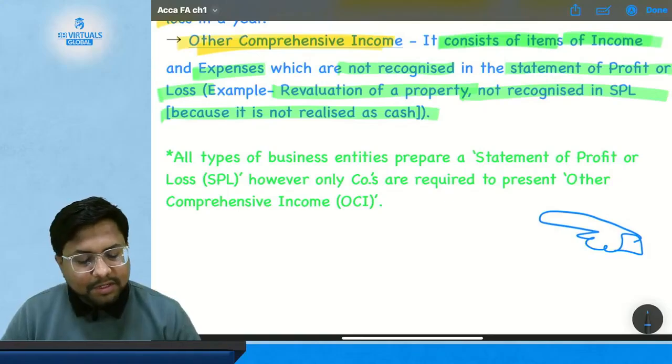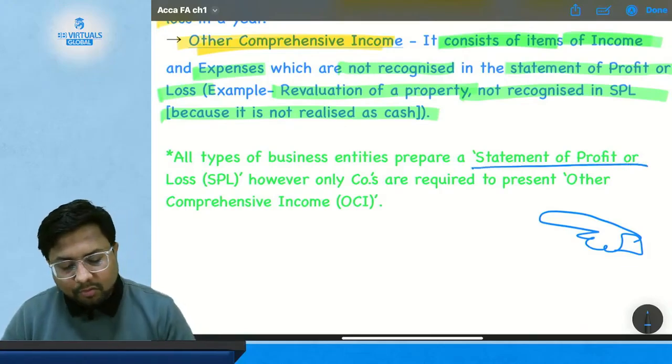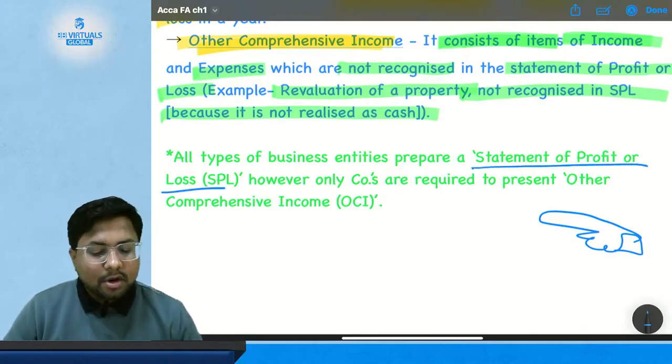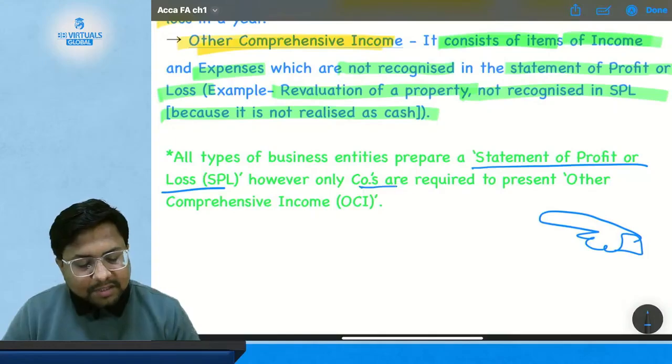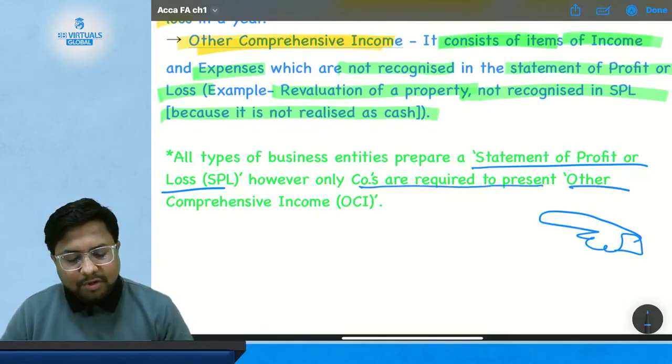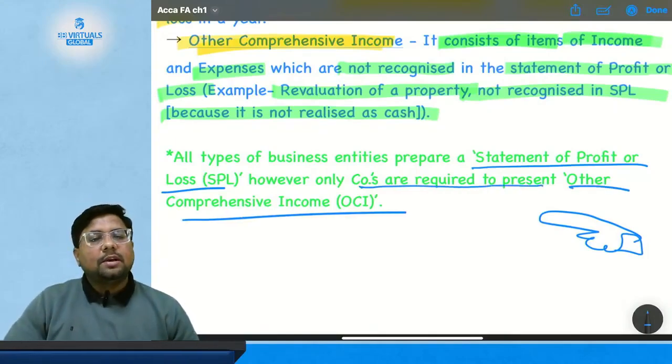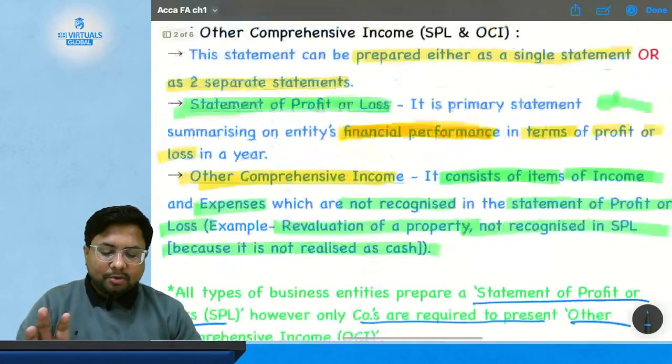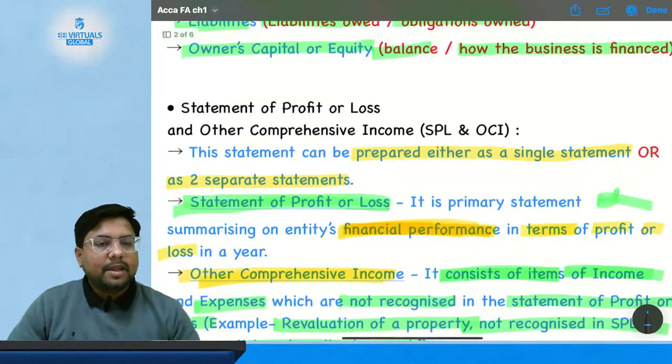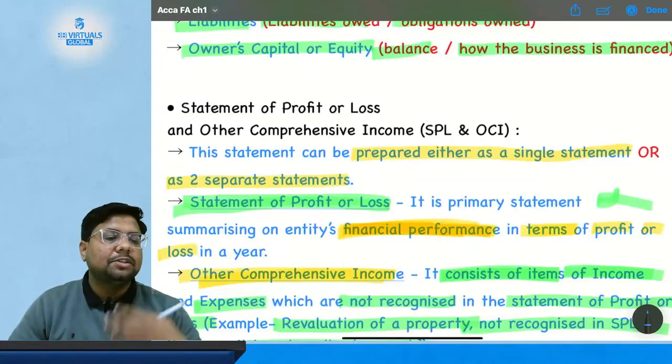All types of business entities prepare a statement of profit or loss. All types of business entities prepare what? A statement of profit or loss. However, only companies are required to present other comprehensive items. Only companies are required to present other comprehensive items. So the statement of profit or loss is going to be prepared by everyone: sole proprietor, partnership, company.